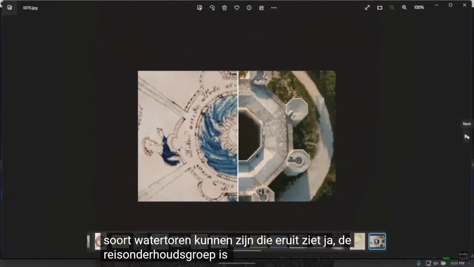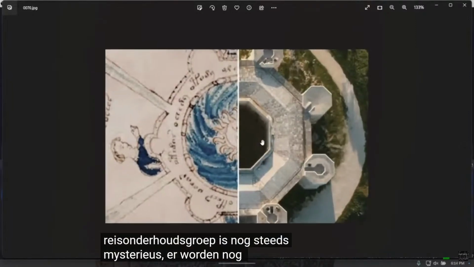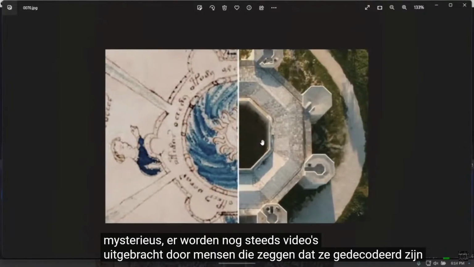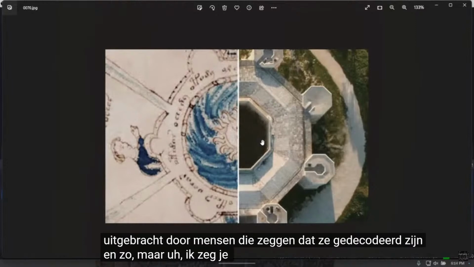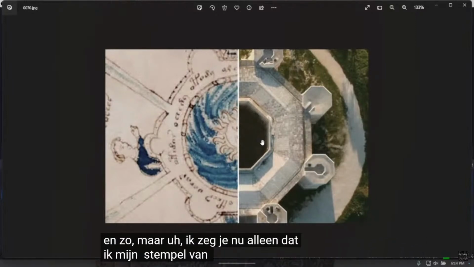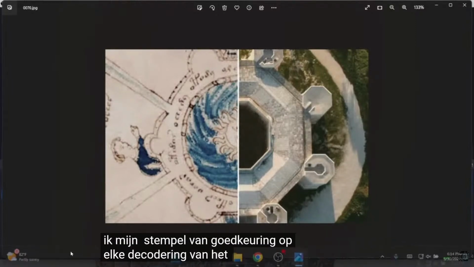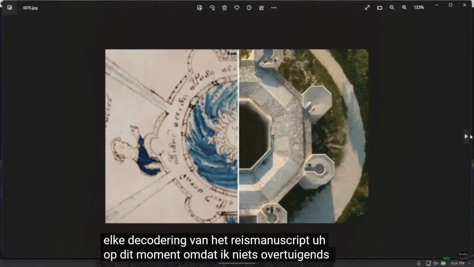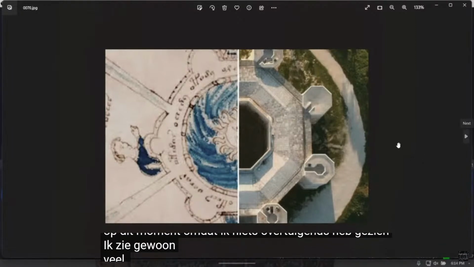Yeah, the Voynich manuscript is still mysterious. There are still videos being put out by people saying they've decoded it and all, but I'm just telling you now, I'm not putting my stamp of approval on any decodes of the Voynich manuscript at this point, because I haven't seen anything compelling. I just see a lot of guesswork.